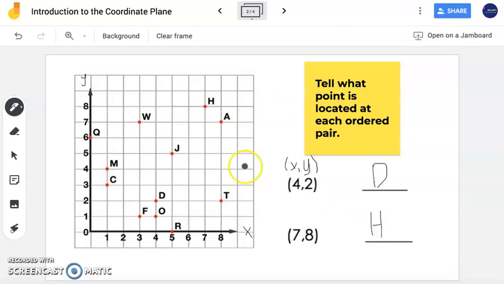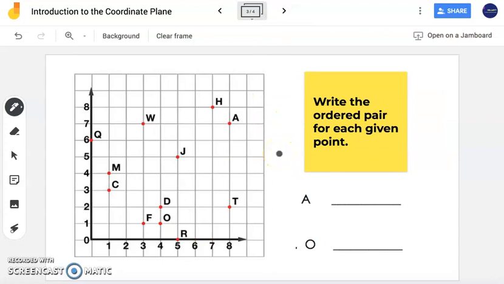Confirming that H is correct by looking at H, I look down at my x value and I see 7. I look to the left at my y value and I see 8, which in fact we have x is 7 and my y value is 8. And notice my ordered pair is represented as x, y with parentheses around it. That represents the point on my coordinate plane.